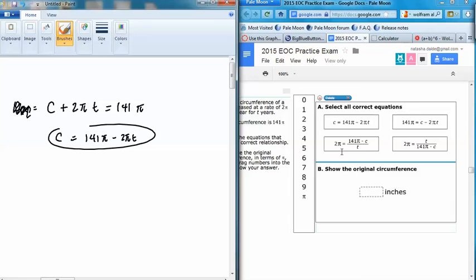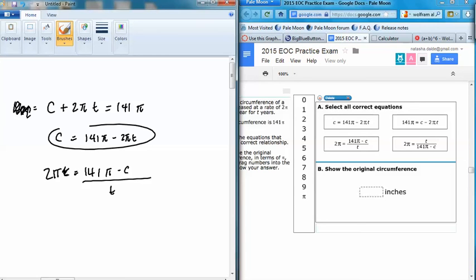What about this other one? Do I have things solved for 2 pi? Let's see. I want to solve for it, right? So I'm going to get 2 pi t equals 141 pi minus c, and divide everything by t. Is that the same? Oh, perfect. So both this equation and this equation are the same equation. They just look a little bit different. And obviously this one's wrong because 2 pi is equal to 141 pi minus c over t, not the inverse of that. So these are my two answers.